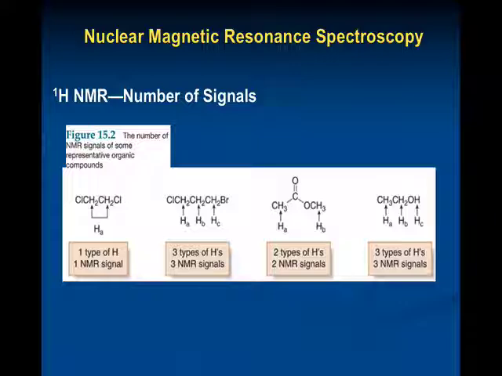Here we have methyl acetate, or the methyl ester of acetic acid. I've got 2 CH3 groups, 2 methyl groups, but they are clearly different. Why are they clearly different? One's attached to an oxygen, the other one attached to a carbon. They are different. We're going to see two NMR signals.